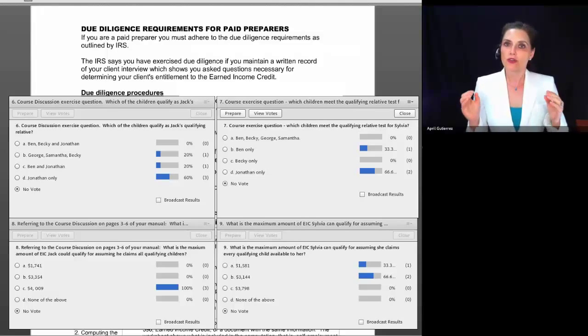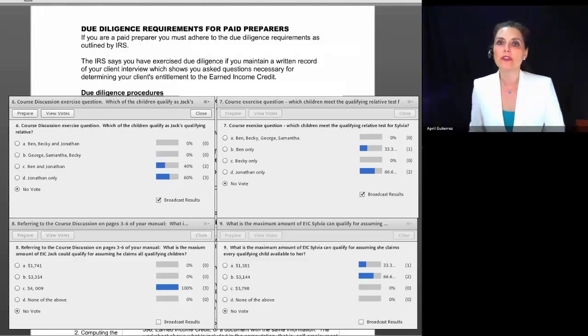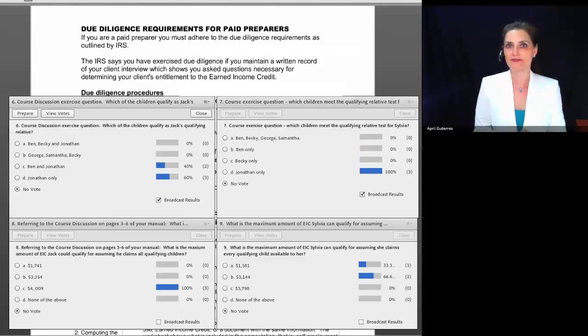So if you look at who is not the qualifying child of someone, the only relative available that is not a qualifying child is Jonathan. So for both Sylvia and Jack, Jonathan is the only person living in the household who meets the test for being a qualifying relative. Let's look at the next problem.